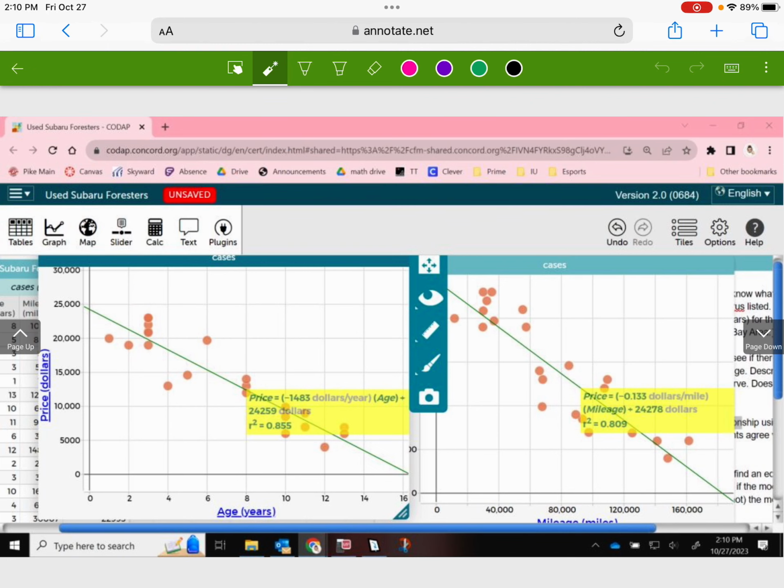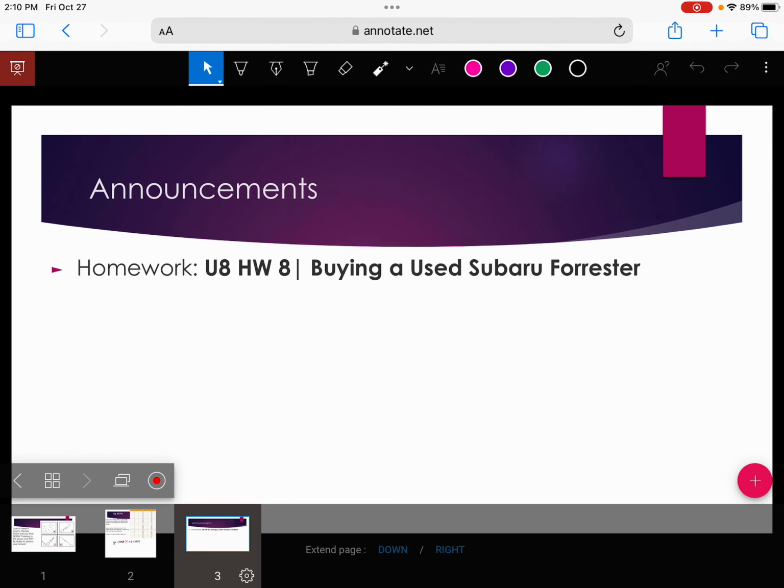Okay, so that is all we are doing today. So go and work on Unit 8 Homework 8. It's going to use this equation that we found for the homework.